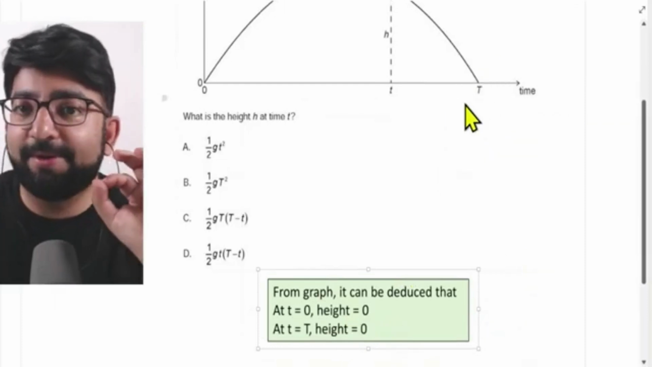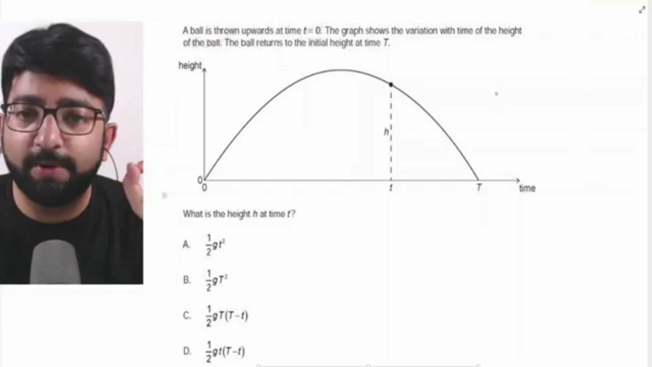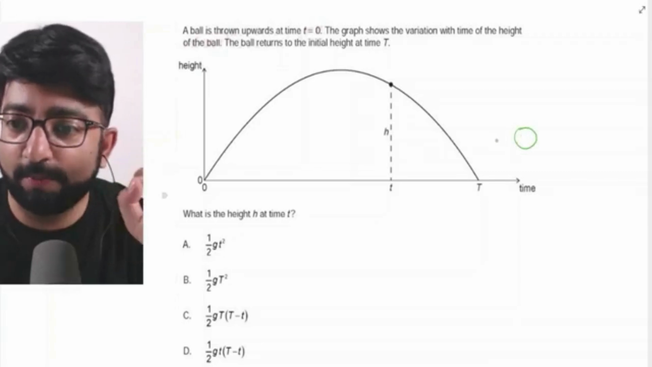Now, what is this capital T? So for that, let us draw a quick diagram. It is saying a ball is thrown upwards at time t equal to 0. Let us label this. First of all, consider this as the ball.